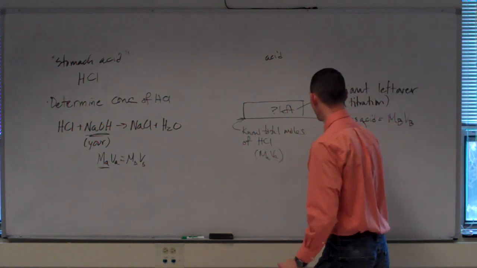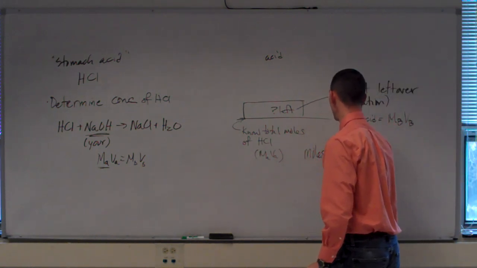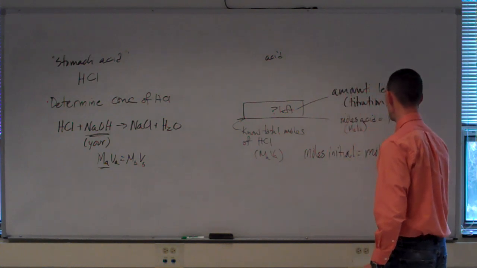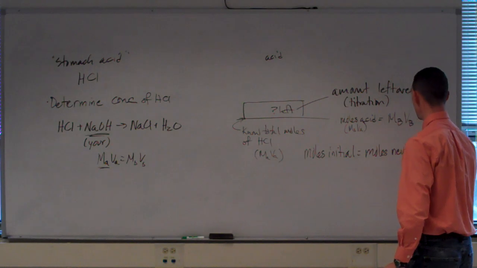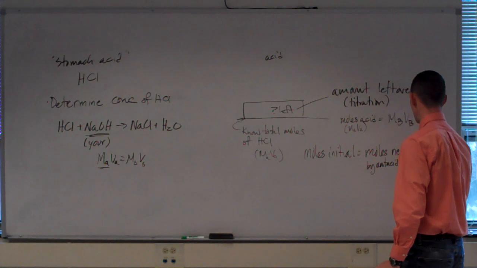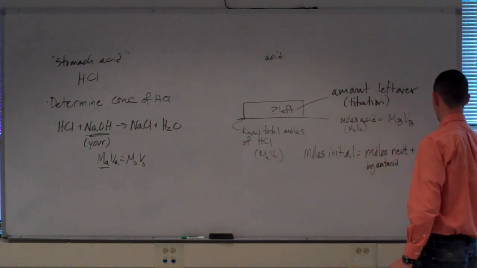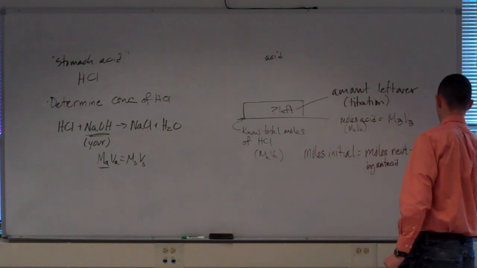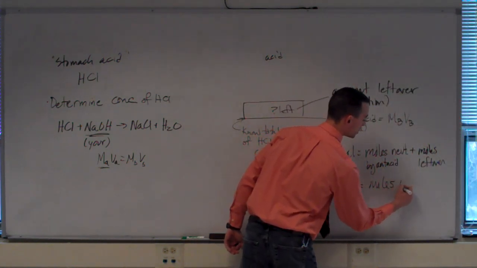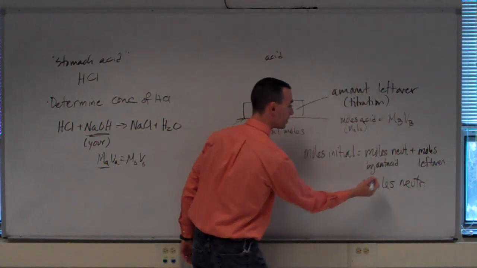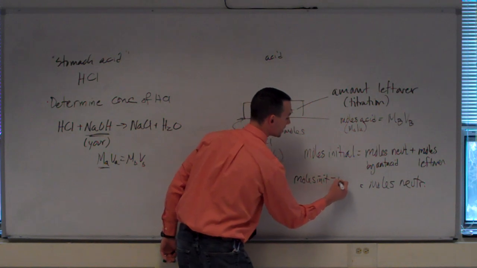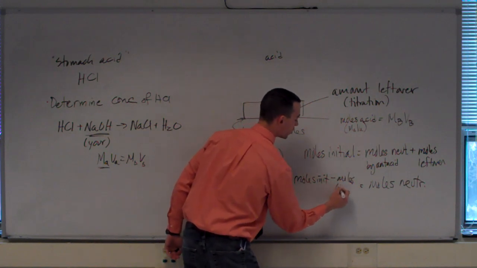Where did the rest go? Well, we know the moles initial, but that's equal to the moles that are neutralized by the antacid plus the moles left over. So how will we find the moles neutralized? Simply by subtracting the moles initial minus the moles left over.